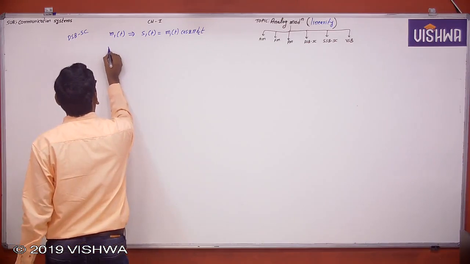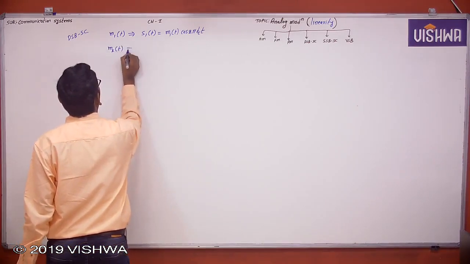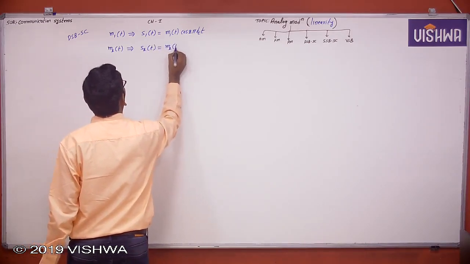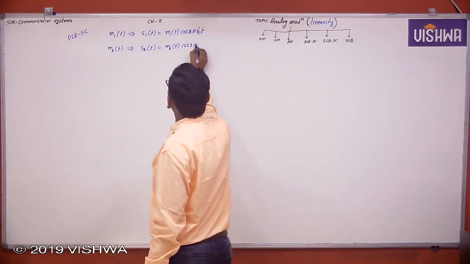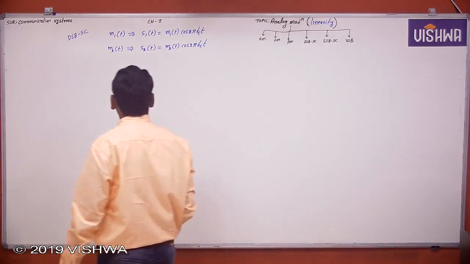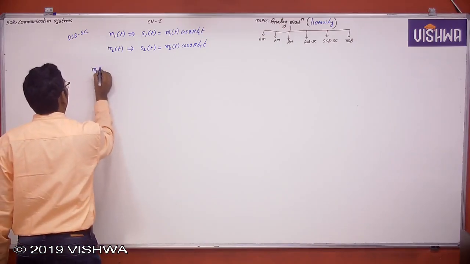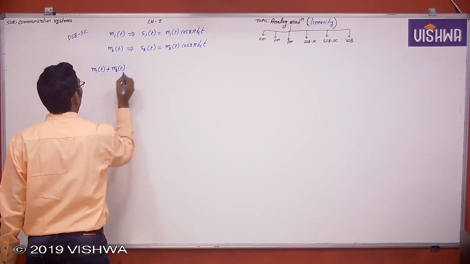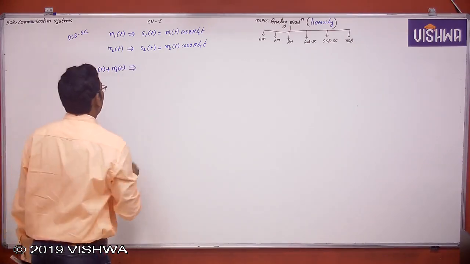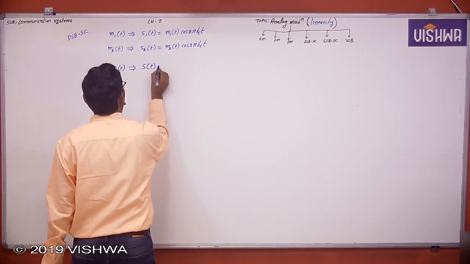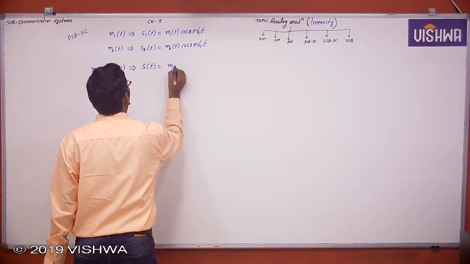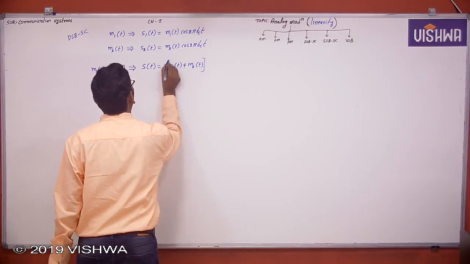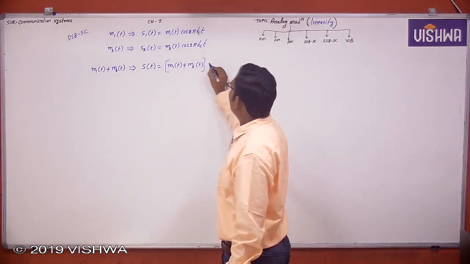Now what is m2(t)? Its signal s2(t) is equal to m2(t) into cos 2 pi fc t. Now for the linearity property, homogeneity and superposition theorem, m1(t) plus m2(t) is the input signal. Therefore what is s(t)? s(t) is equal to (m1(t) plus m2(t)) into cos 2 pi fc t.